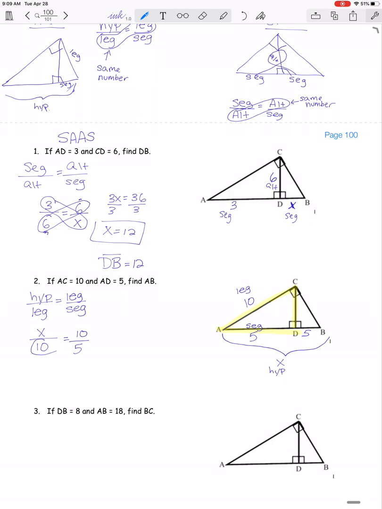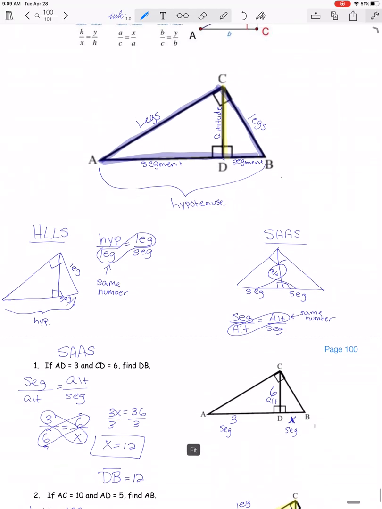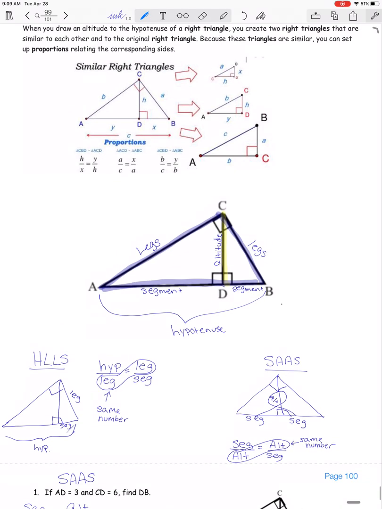So we have 10 times 10 is 100. 5 times x is 5x. So we have 5x equals 100. Divide both sides by 5. So x equals 20. Therefore, segment AB is going to be 20. And that's it. Those are our right triangle proportions, also known as HiLLS and SAAS.